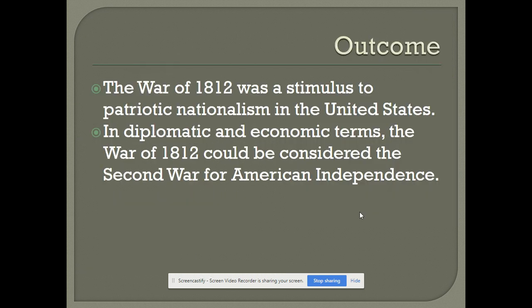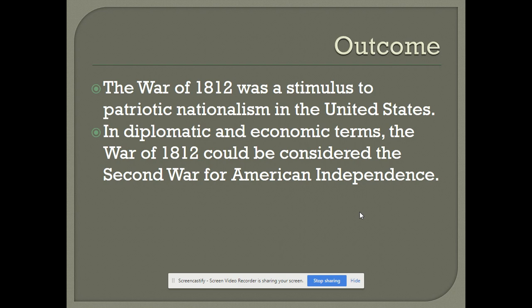So here are the effects of the War of 1812. The causes are easy: impressment and Britain arming the Native Americans on the frontier. All right, the results are the United States gets respect. Tremendous nationalism comes out of this. Americans are really patriotic and proud to be an American after this. And we are seen as now working on our own economically.